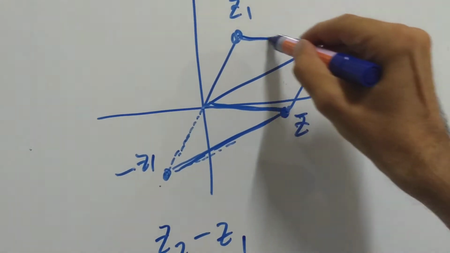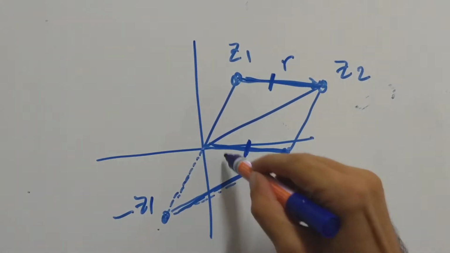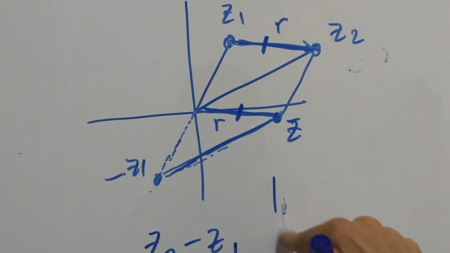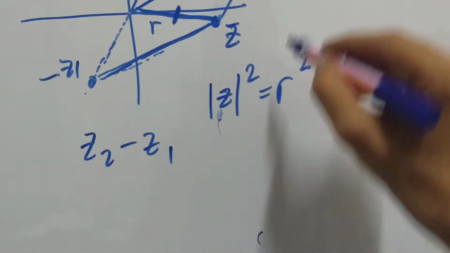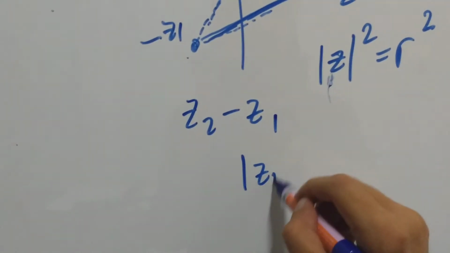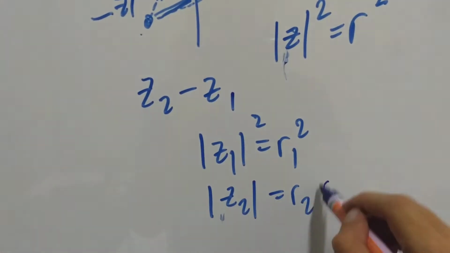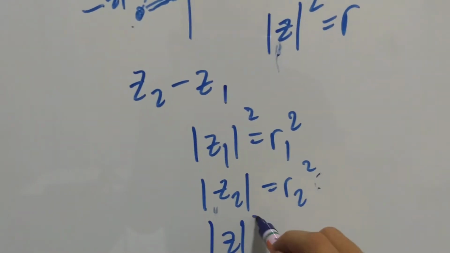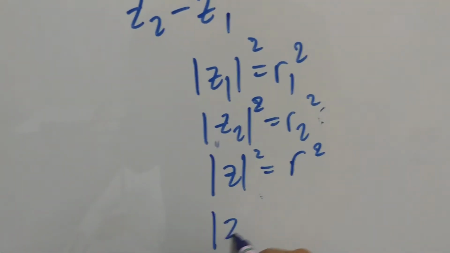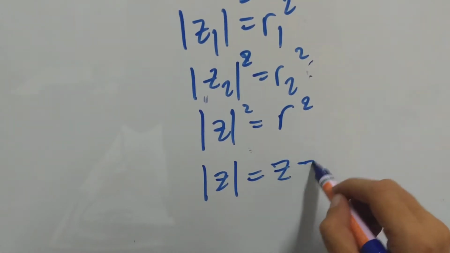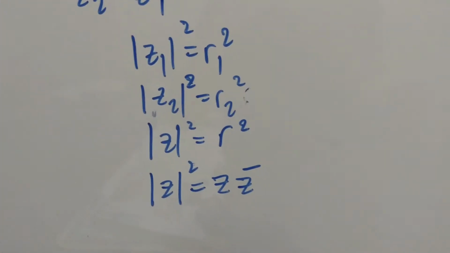Now look, it's the same as this. This length and this length are the same. So if this length is r, then this length is r. So the norm of z squared is r squared, the thing that we're looking for here. The norm squared of z1 is r1 squared. The norm squared of z2 is r2 squared. The norm squared of z is r squared. And remember, the norm squared of a complex number, the length squared, is z times z bar.